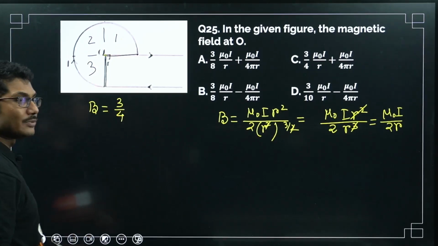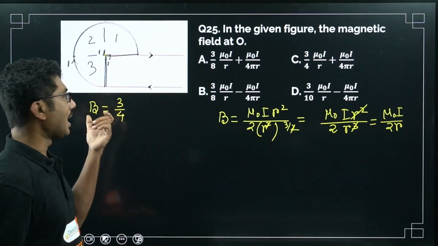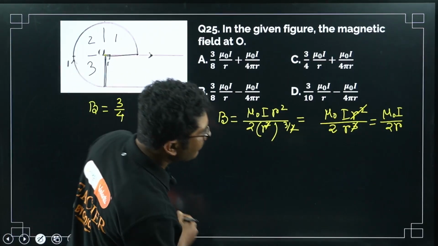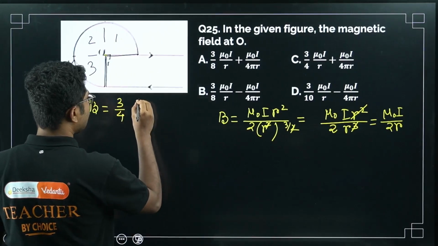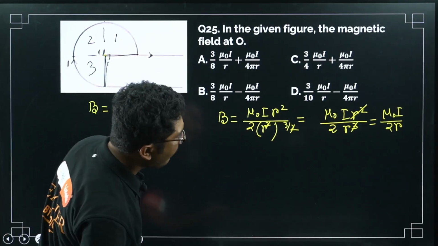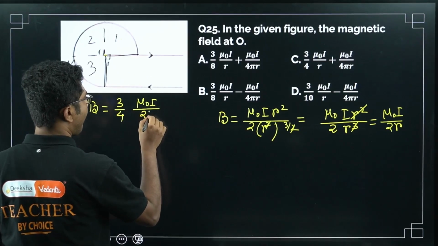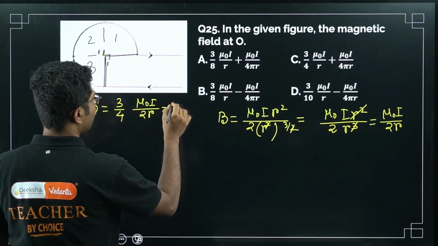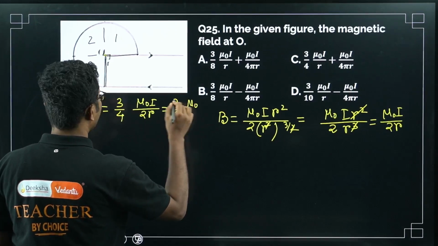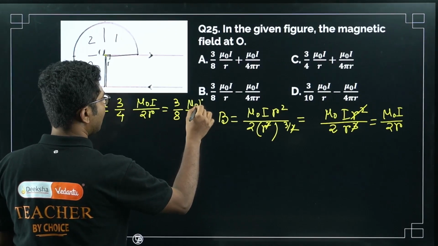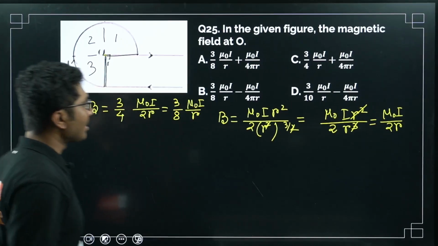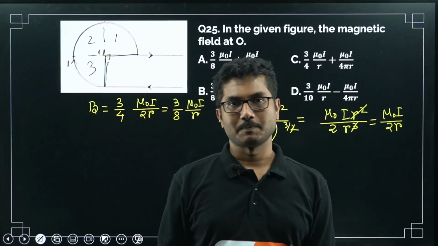So 3 by 4 means why? Because if there are 4 parts, 4 by 4, you will get the full magnetic field. But because only 3 parts are there, you have to use mu naught I by 2r. So you will get 3 by 8 mu naught I by r. Okay, now if you solve up to this point, this problem is easy.